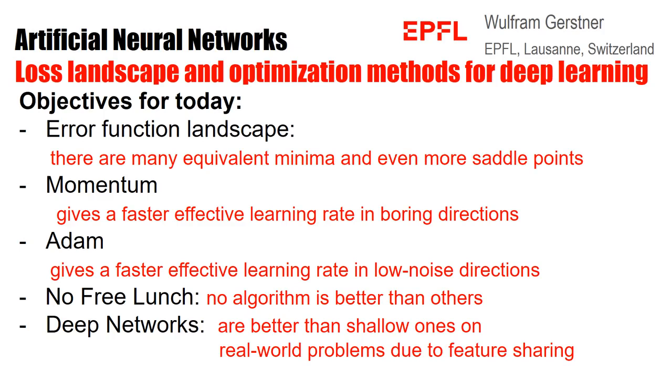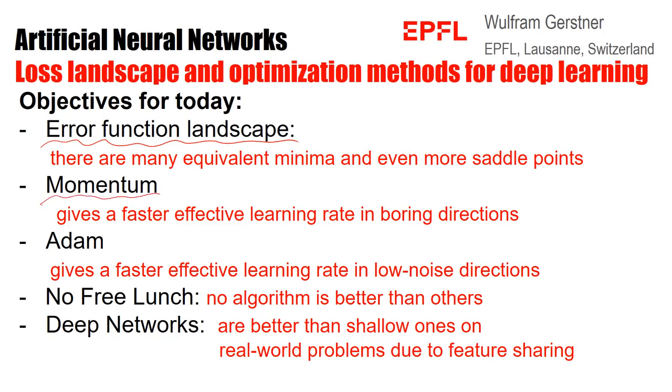So this is the end of this lecture series. We covered a lot of ground. I spent quite a bit of time on the error function landscape, or loss landscape. The main message is there are a huge number of equivalent minima and even more saddle points. Then we looked at ways to increase the gradient descent speed towards one of the minima.